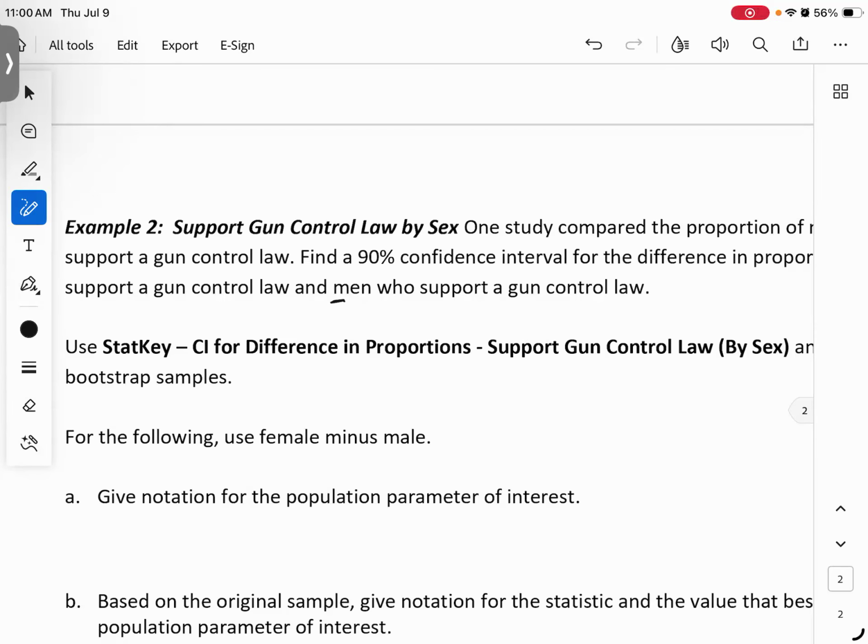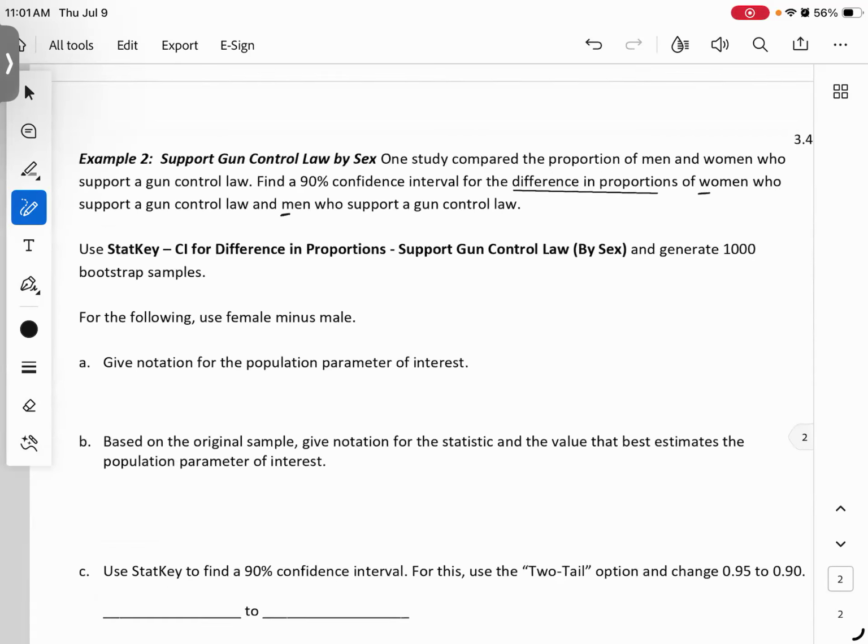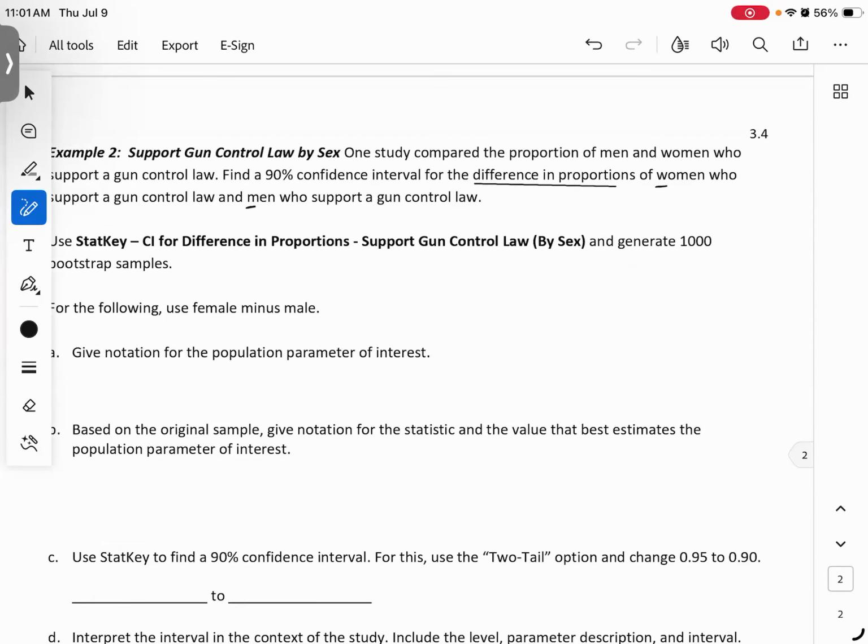All right. So we're going to do a 90% confidence interval for the difference in proportions of women versus men who would support gun control. Now, in this one, they don't give us the information. They don't tell us how many women were surveyed and how many said yes, and how many men were surveyed and how many said yes. That's okay. We're going to get it from StatKey.